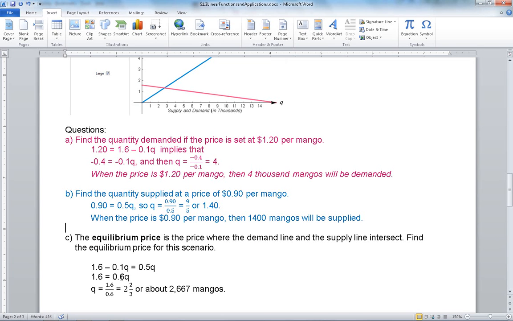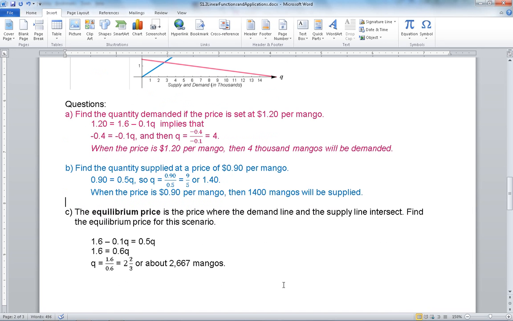So we solve that for Q: add 1/10 Q to both sides, so you get 1.6 equals 6/10 Q. So then Q is just 1.6 divided by 0.6, or 2 2/3. Now if we round that off to whole numbers, that would be about 2,667 mangoes.